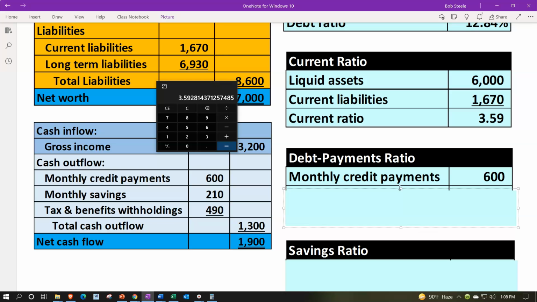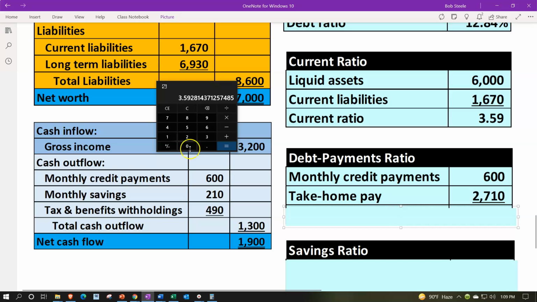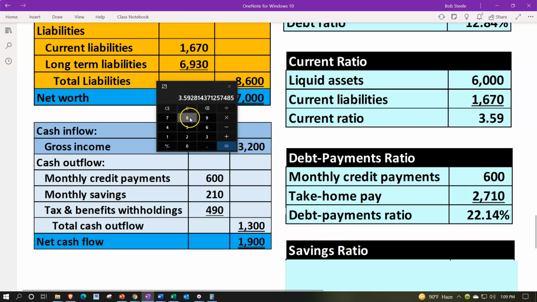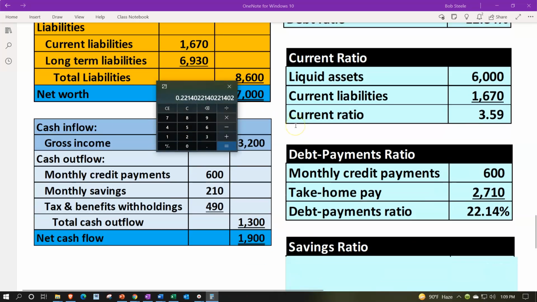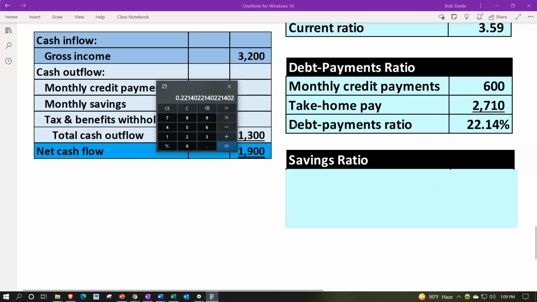So then we have the debt payment ratio. We've got the monthly credit card payment versus the take-home pay. You can imagine this being something a bank would commonly do. You could represent this as a percent or as a decimal: 600 divided by the 2,710. That's your take-home pay from your income statement, the 3,200 minus the 490, meaning the pay that you actually get deposited into your checking account after they take out the withholdings and the benefits. And you could see why this would be useful for a bank, because they're trying to say, can you pay the payment that you're paying on the loan?